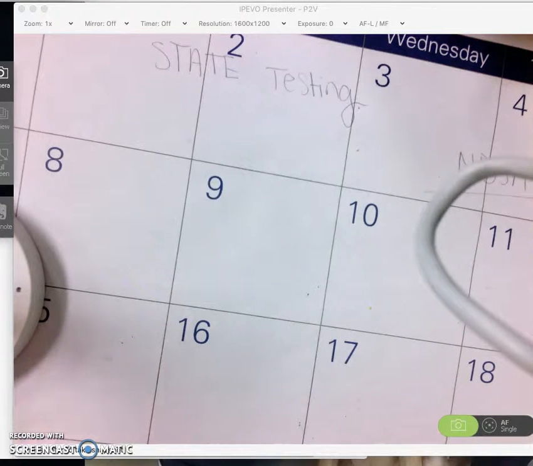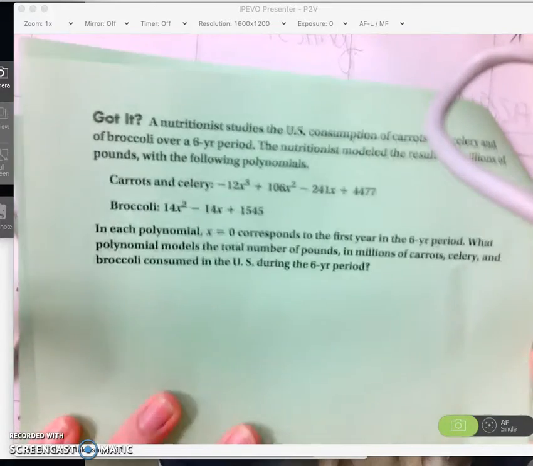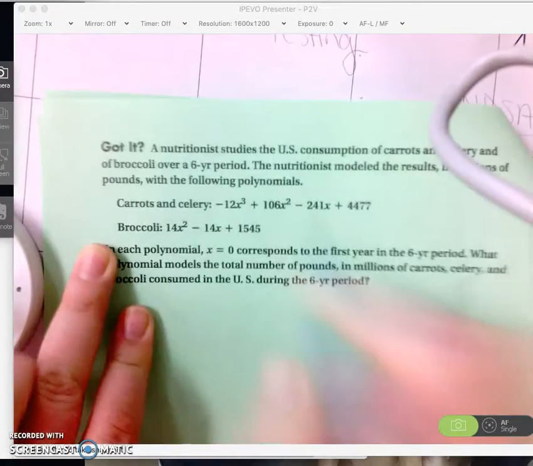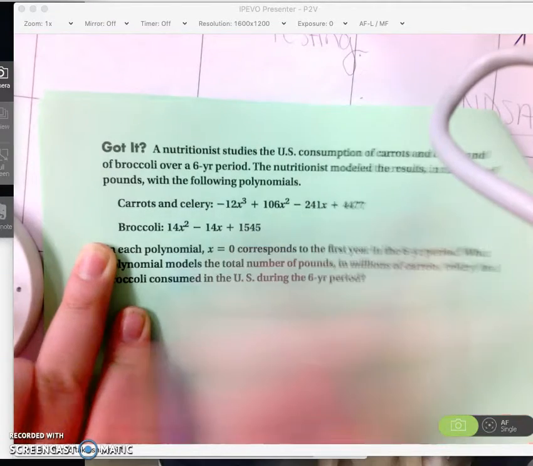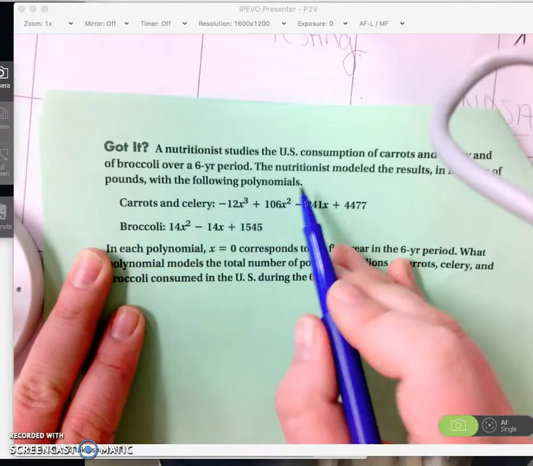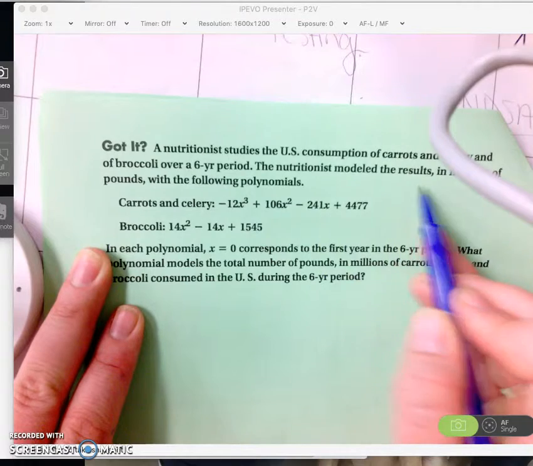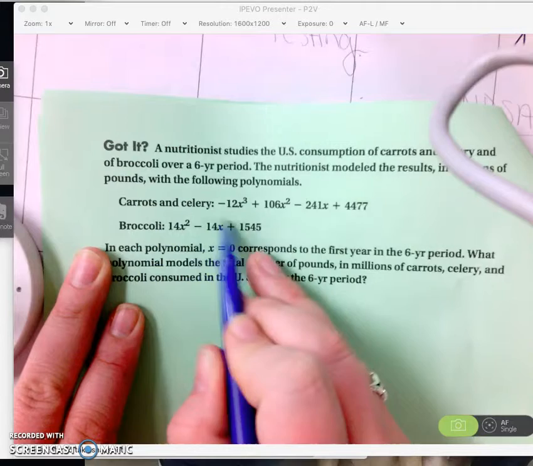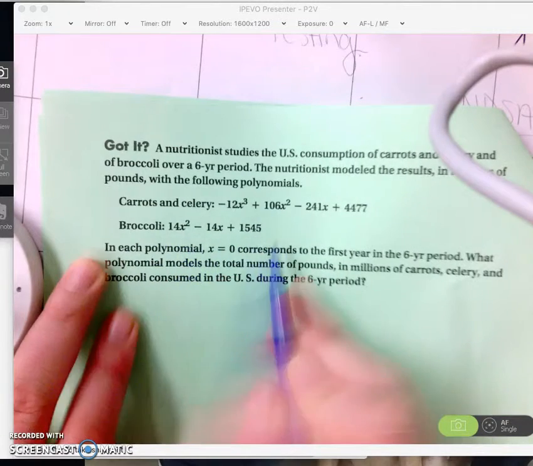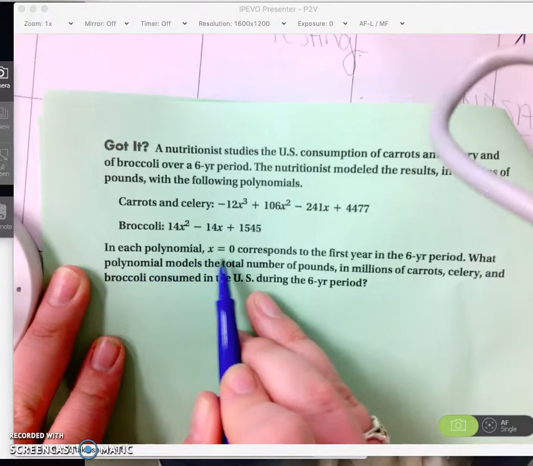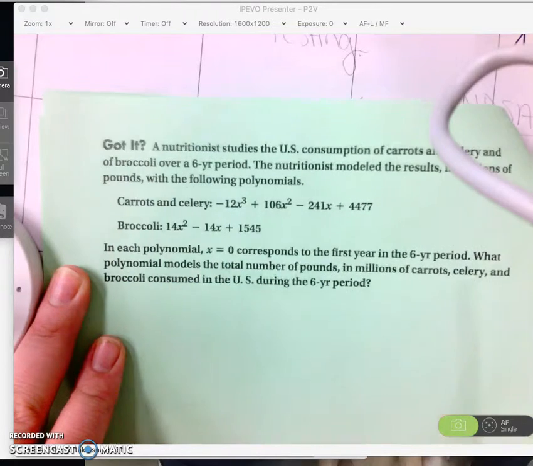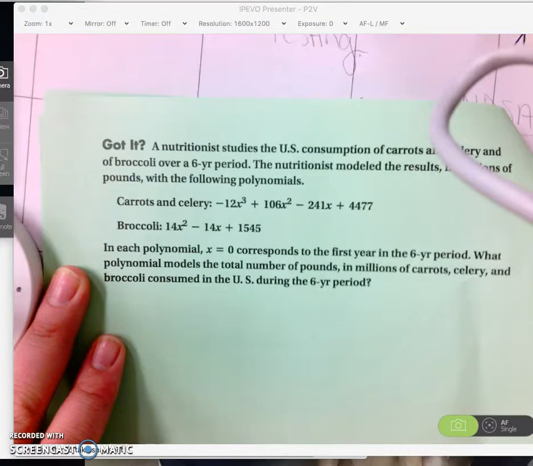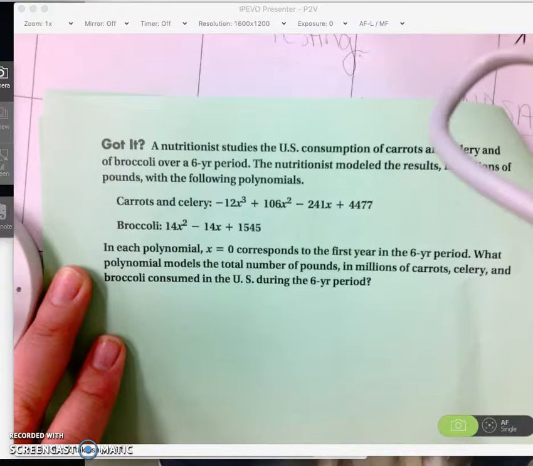And our last example before we go on to 8.2. A nutritionist studies the U.S. consumption of carrots and celery of broccoli over a 6-year period. The nutritionist models the results in millions of pounds with the following polynomials. So carrots and celery would be this one, and broccoli is this one. In each polynomial, x equals 0 corresponds to the first year in the 6-year period. The polynomial models the number of pounds in millions of carrots, celery, and broccoli consumed in the U.S.